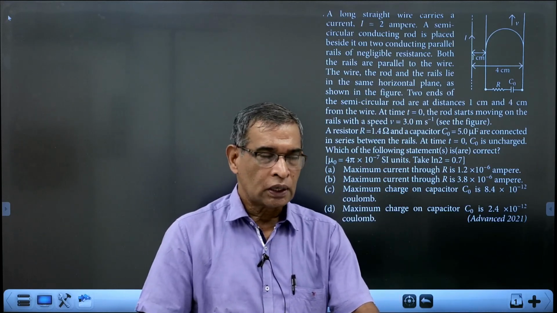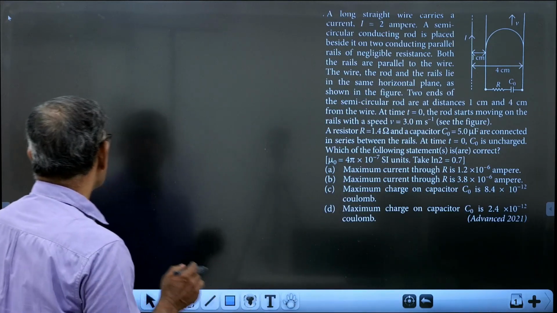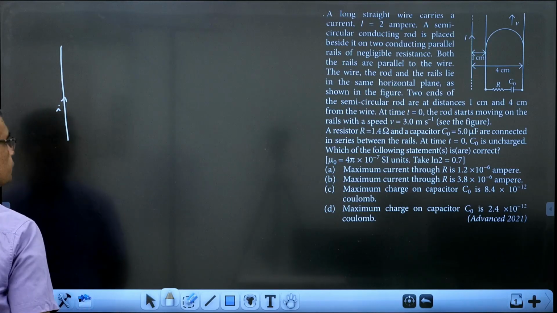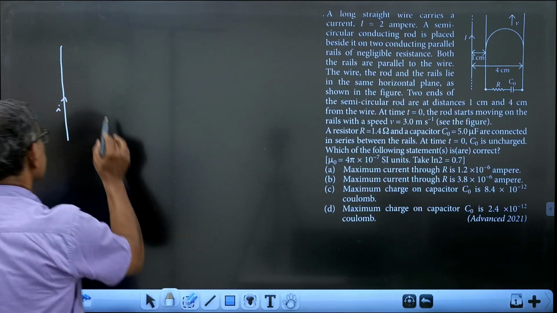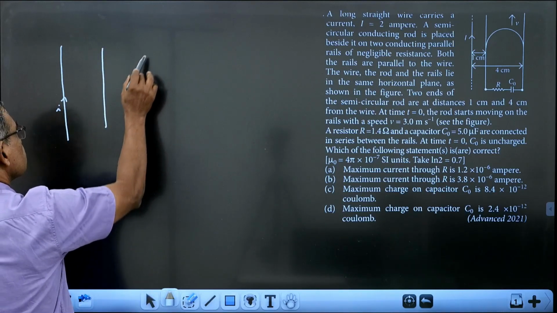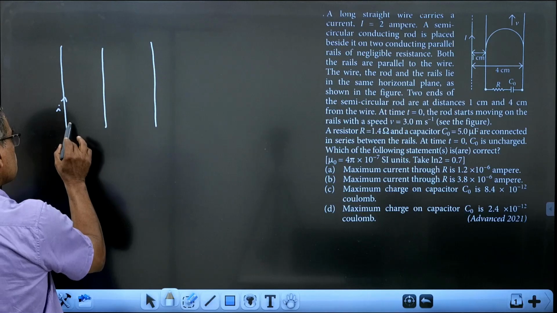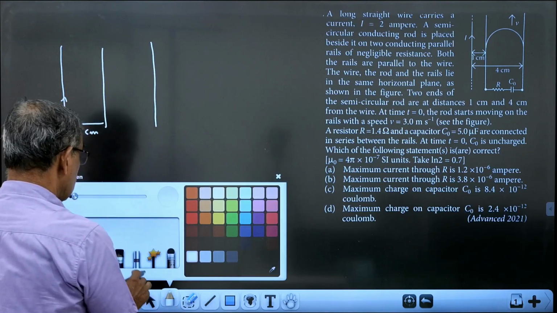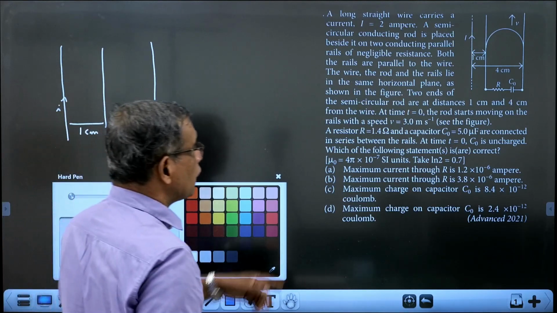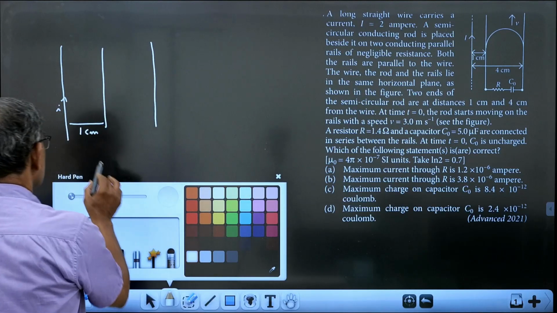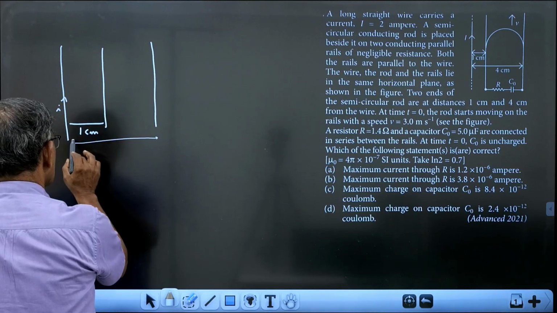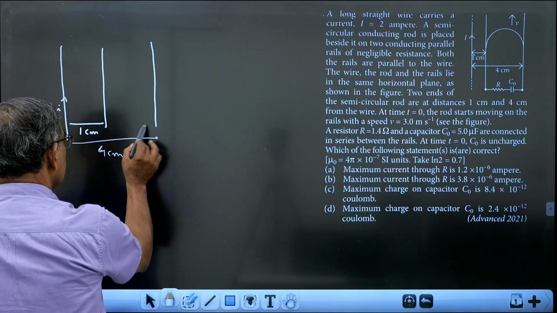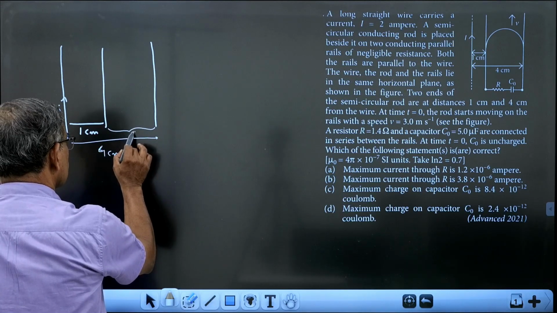Definitely, in the figure, suppose this is the conductor which carries current I. Now the two rails, here the two rails, and this is at a distance 1 centimeter, 1 centimeter as the figure shows. And this is at a distance 4 centimeter. The separation between these two, therefore, is clearly 3 centimeter.